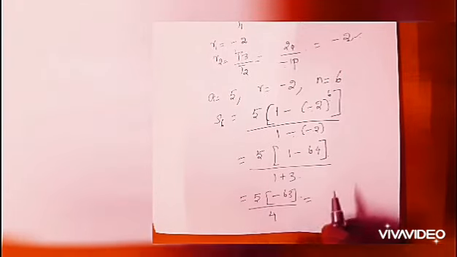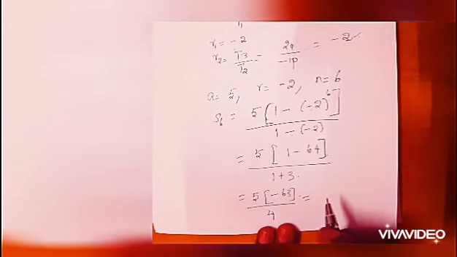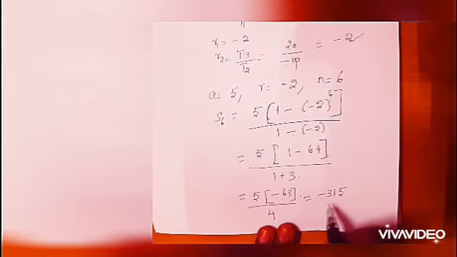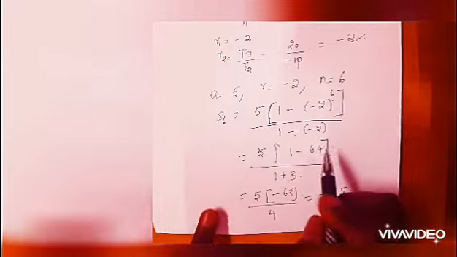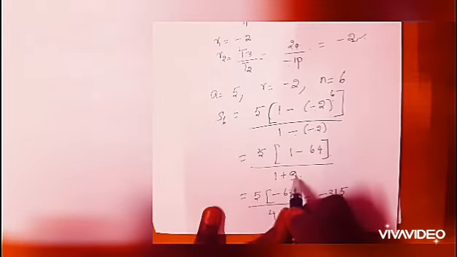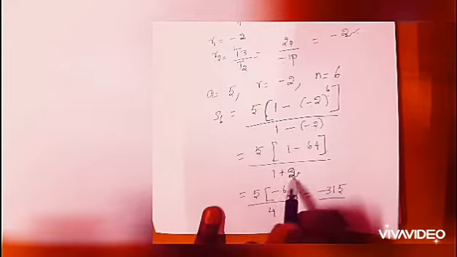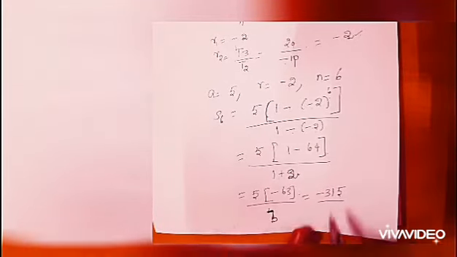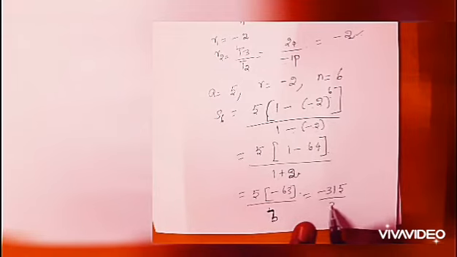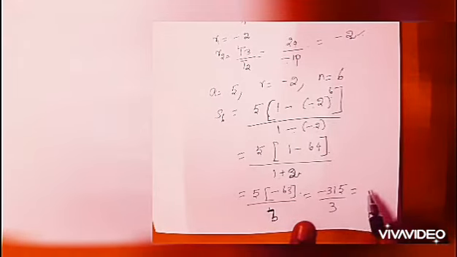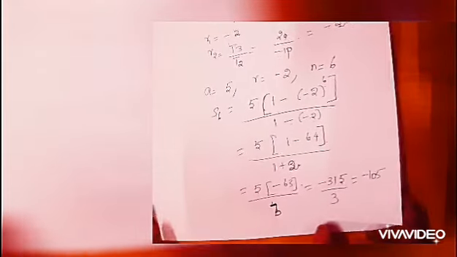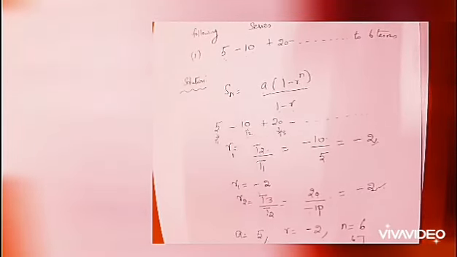What will be the answer? You can use your calculator. Minus 315 exactly, divided by 1 plus 2. So 1 plus 2 will become 3. Okay, students. So minus 315 divided by 3 is equal to minus 105. Okay, this is the answer. You can have a look.